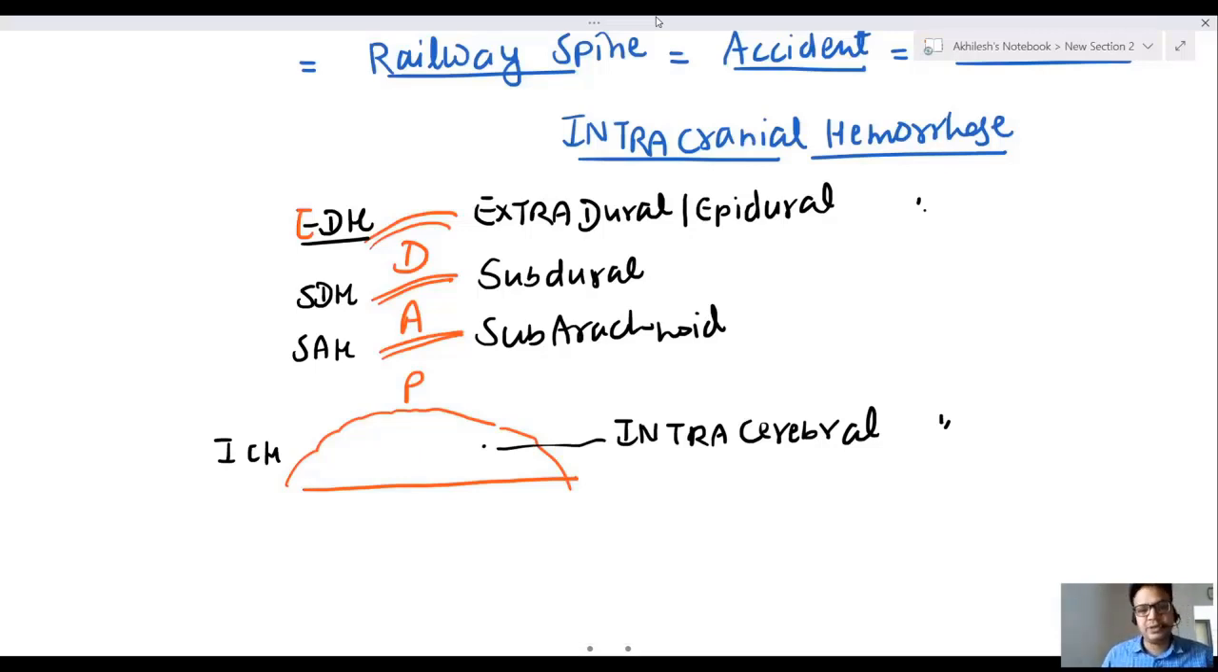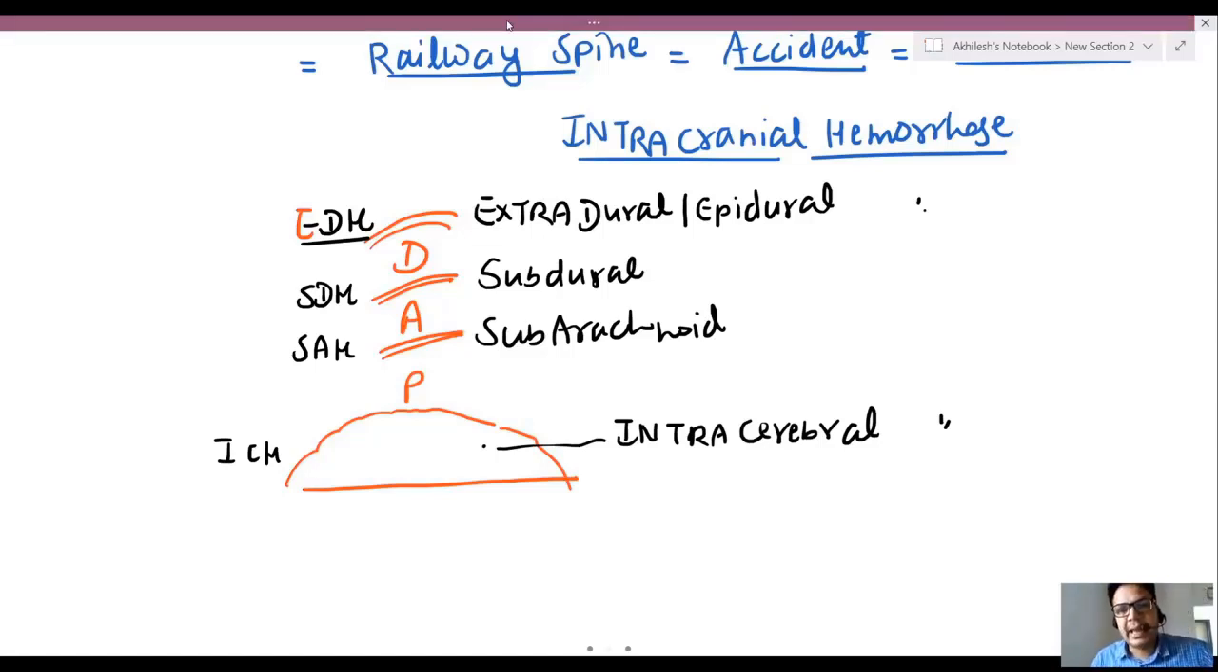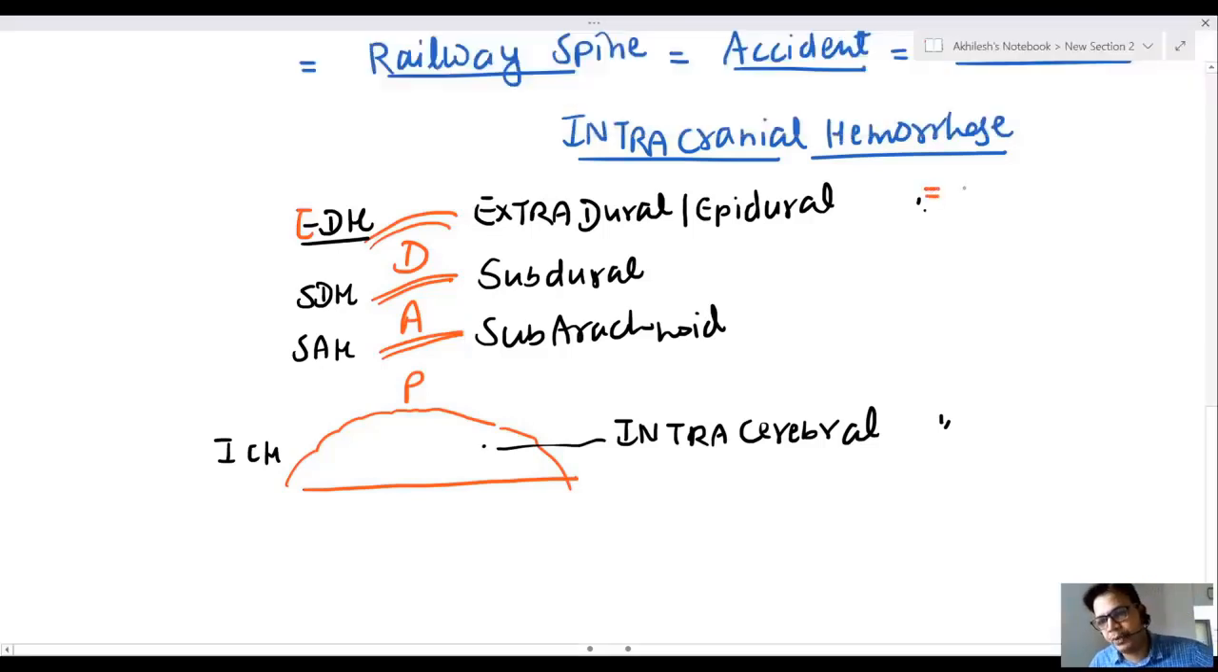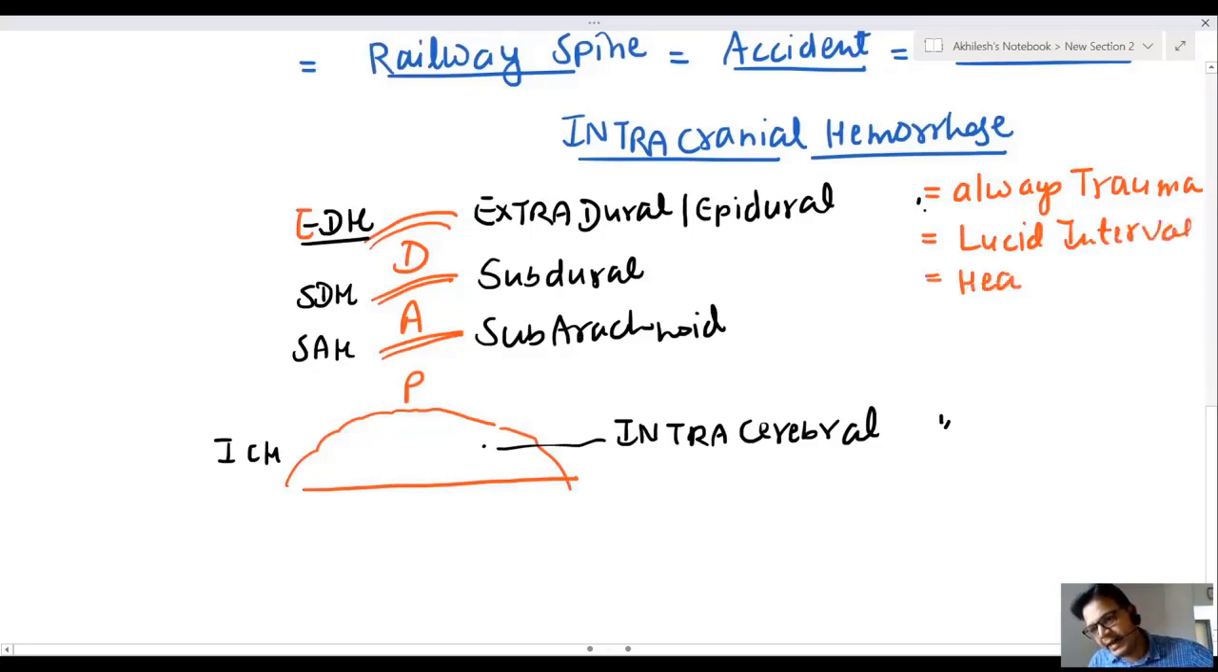Now, what are the questions you generally get? Sir, first is epidural hemorrhage. Epidural hemorrhage is always due to trauma, no other cause. In epidural hemorrhage, we have a lucid interval. And the hematoma is epidural in nature.